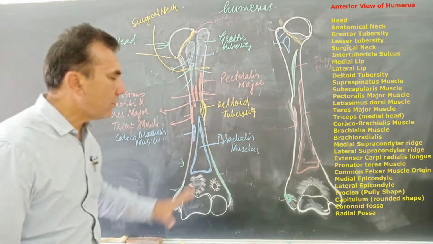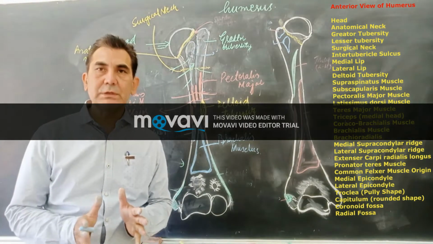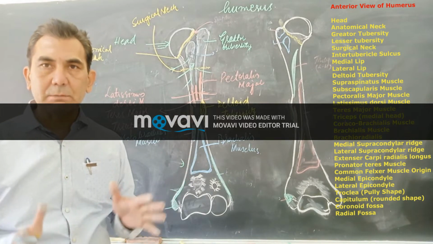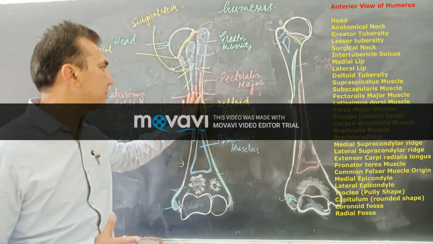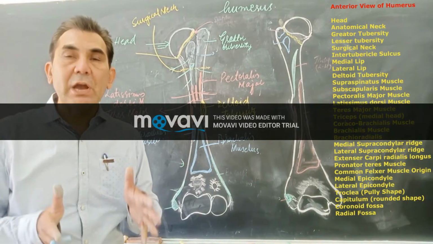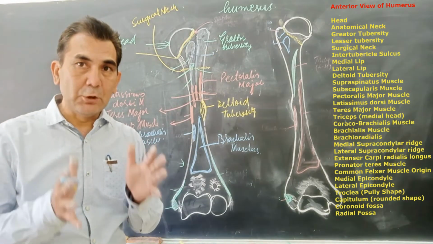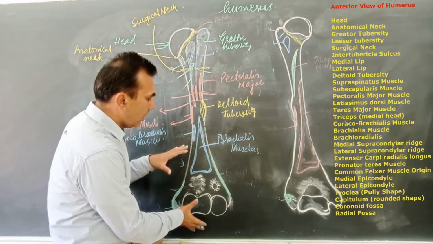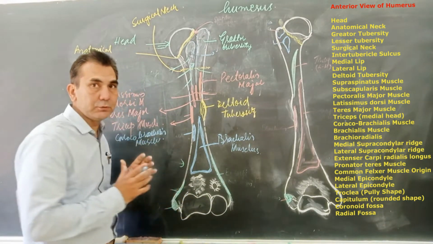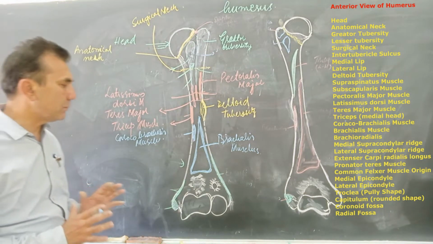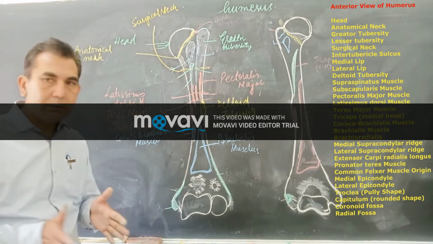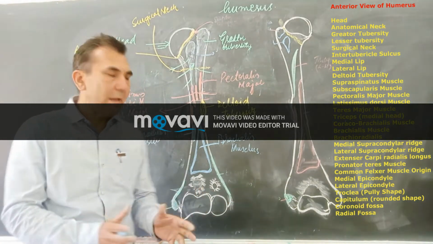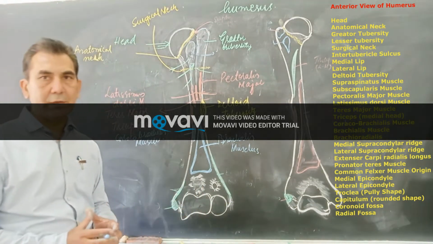Okay, this is all about the anterior view, the different areas of muscle attachment and different structures present on the shaft of the humerus bone. Now we'll learn about the lower extremity of the humerus bone. In the lower extremity, it becomes a little bit broader in shape and makes two processes over here.